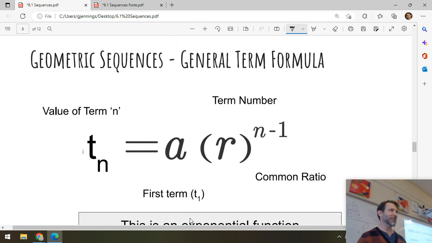Now we get into, these are a little more fun. Geometric sequences. So with geometric sequences, we also want to have a general term. Our general term here for t of n means the nth term of a geometric sequence. It's going to look like this, where a is the first term, or our initial value. That's just the first term, t of 1. And r is the common ratio. How do we find the common ratio?